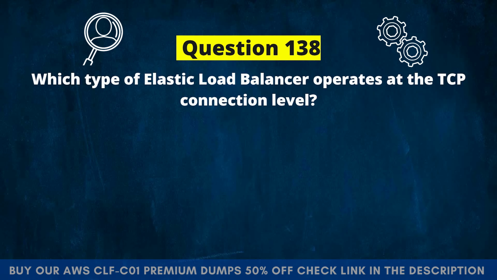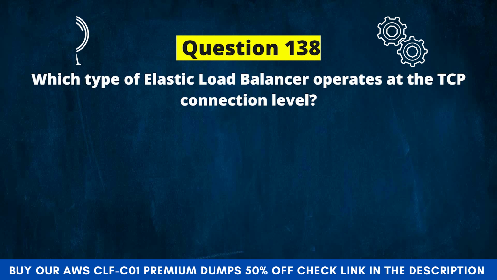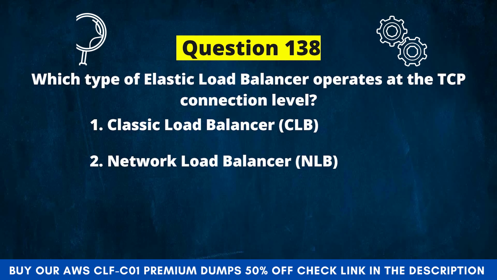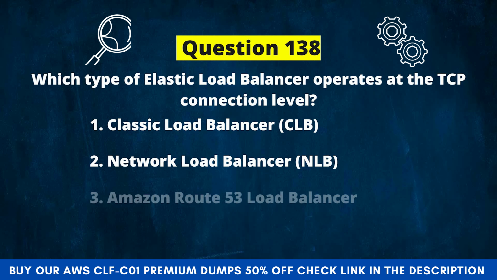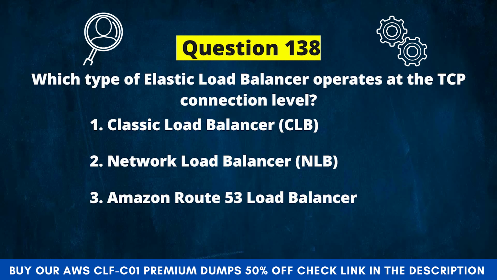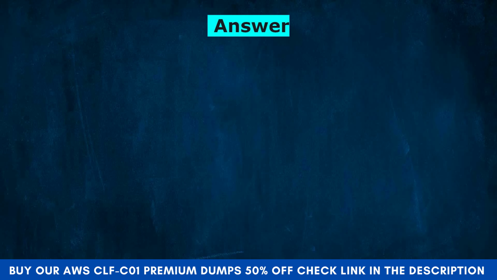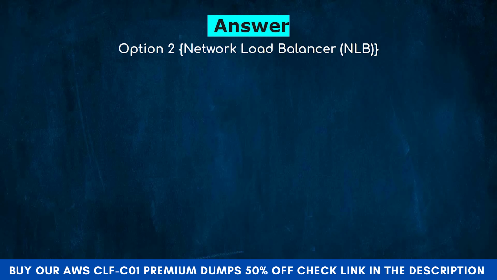Next question. Which type of elastic load balancer operates at the TCP connection level? Now the options are: Option 1, Classic Load Balancer, CLB. Option 2, Network Load Balancer, NLB. Option 3, Amazon Route 53 Load Balancer. Option 4, Application Load Balancer, ALB. And the correct answer is Option 2, Network Load Balancer, NLB.